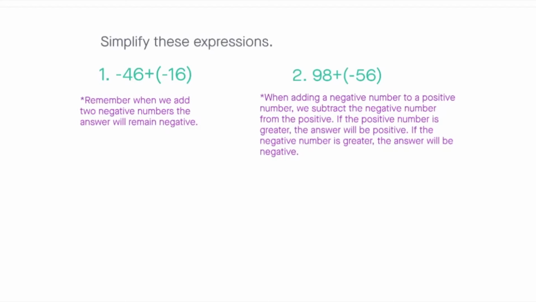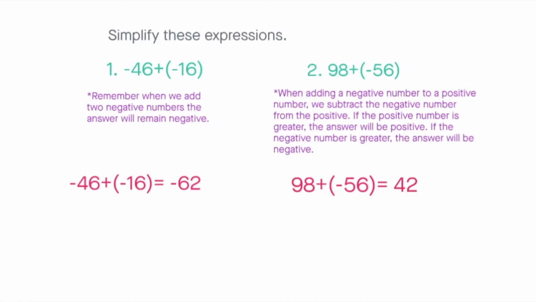Okay, so now pause the video and try to simplify these expressions by yourself. Make sure to use the hints if you are stuck. So you should have gotten negative 46 plus negative 16 equals negative 62. And 98 plus negative 56 equals 42.